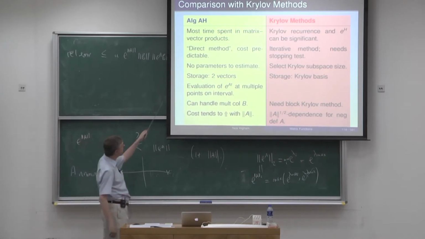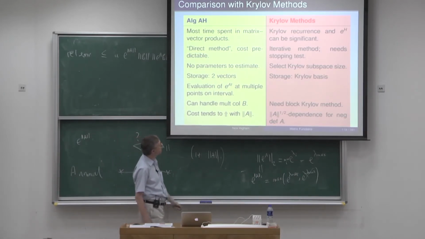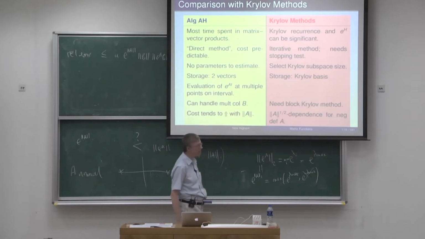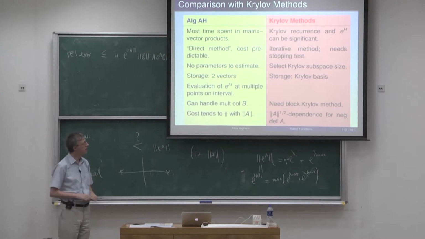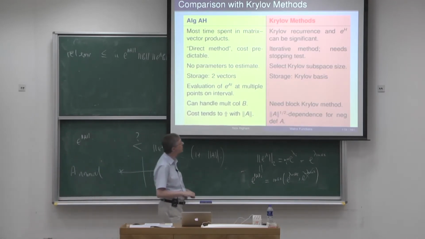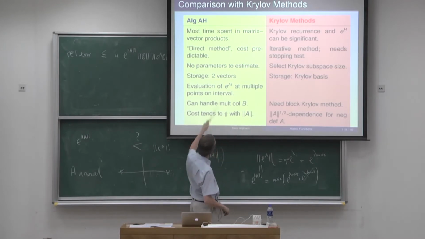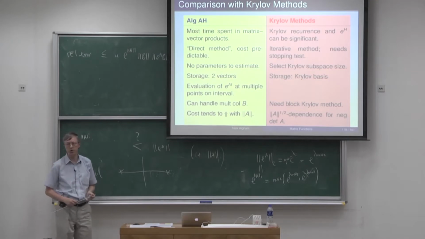There are no parameters to estimate here, as I said. We're not making any assumptions. With the Krylov method, there is the question of the Krylov subspace size, how big you allow that to get. And of course, that will then affect the storage, because you've got to store the Krylov basis. Our approach, simple as it is, just requires a couple of vectors of storage.